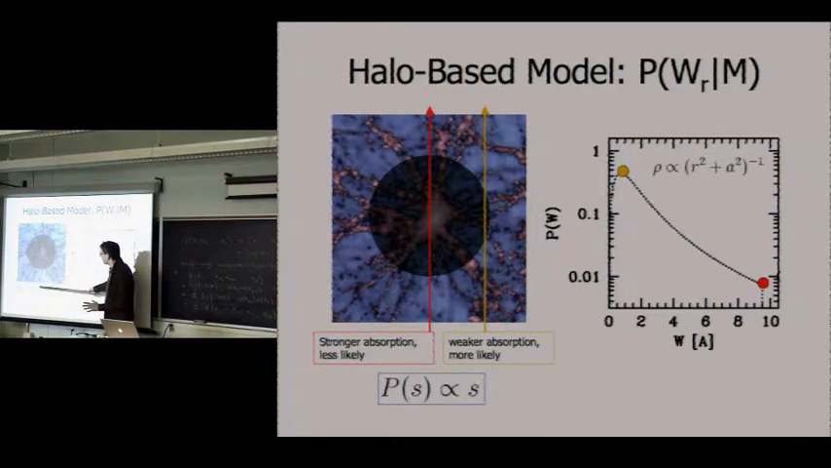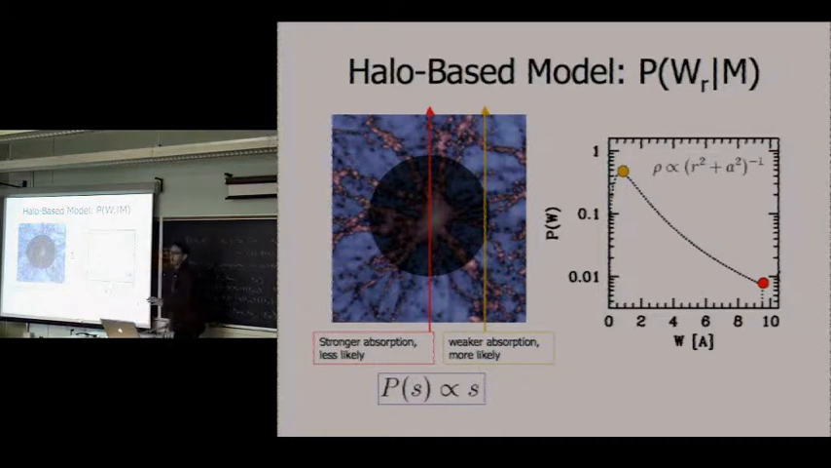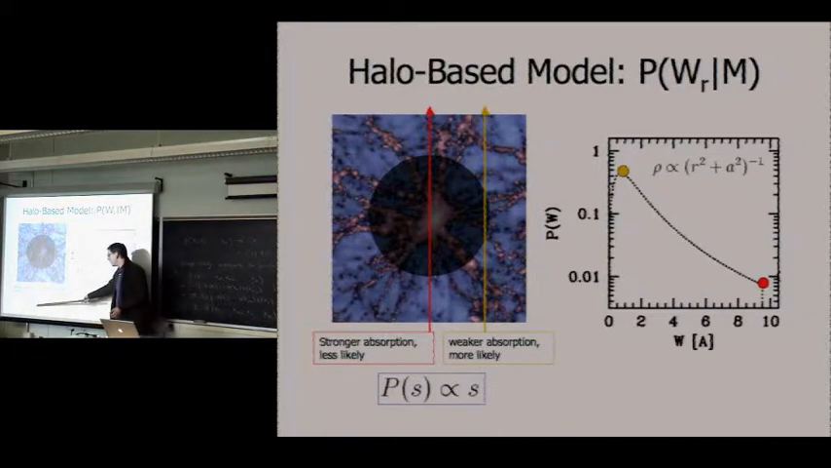Here's your dark matter halo. You have a line of sight which passes right through the center of the halo, so it has passed through all the gas that's available inside the halo. It's a very strong absorber. But it actually has a very low likelihood, because the cross section at the center of the halo is very low. What's much more likely to happen is that a line of sight is going to pass through the edge of a halo, where you don't have a lot of gas, so it's going to be a very weak absorber. So we know that the probability of a given impact parameter, S, is proportional to S.